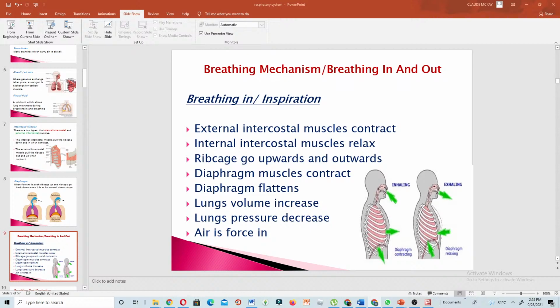And the last point I was saying: while all of the above is taking place, air can now be allowed to force into the human lungs. So this is what is known as the mechanism, all that normally takes place whenever you're breathing in.